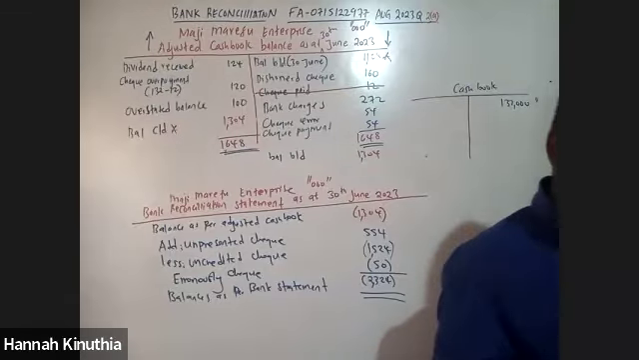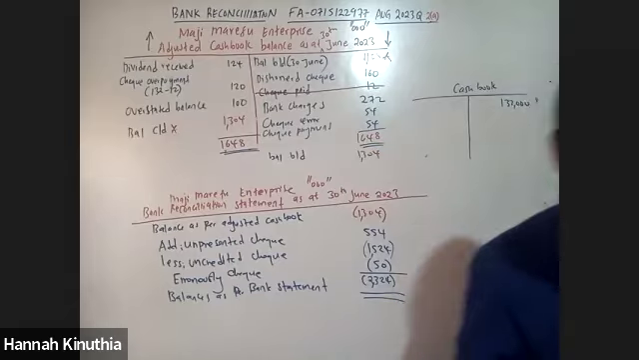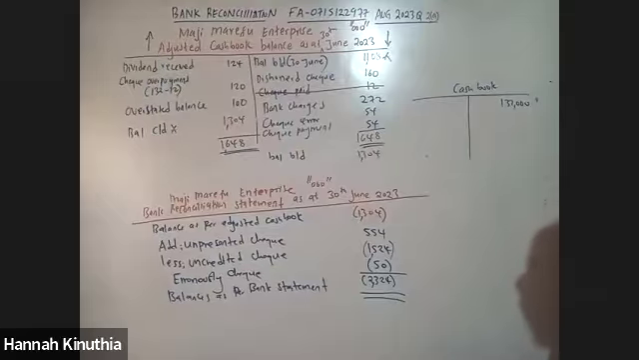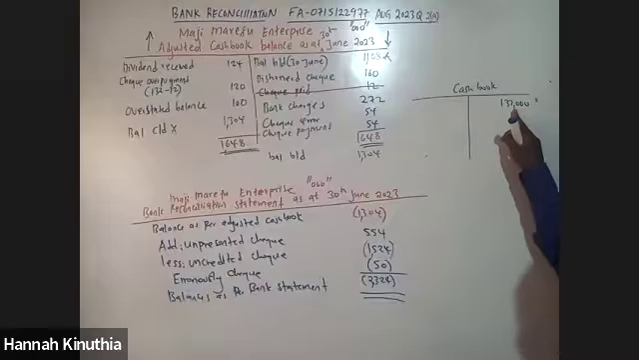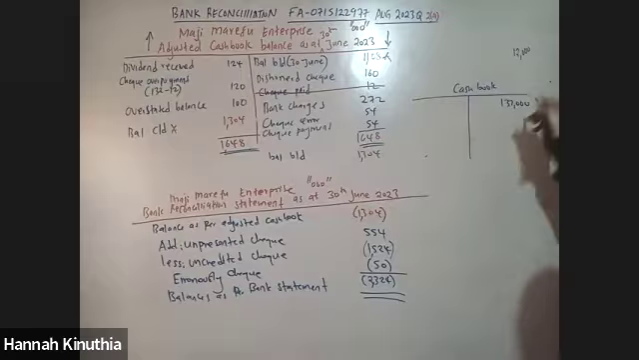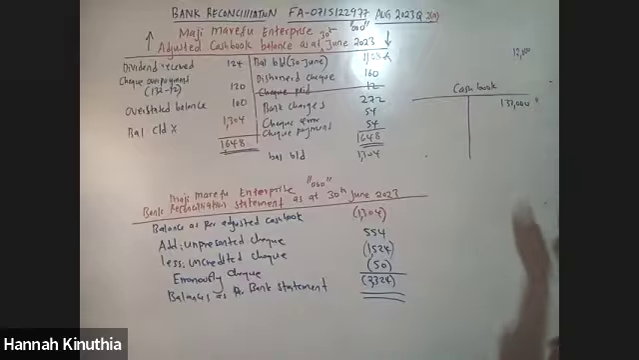So a check drawn for 12,000 has been incorrectly entered in the cash book as 132. Remember that when you say a check drawn, it is a payment. Now you are supposed to record it as 12,000, but we recorded it as 132.